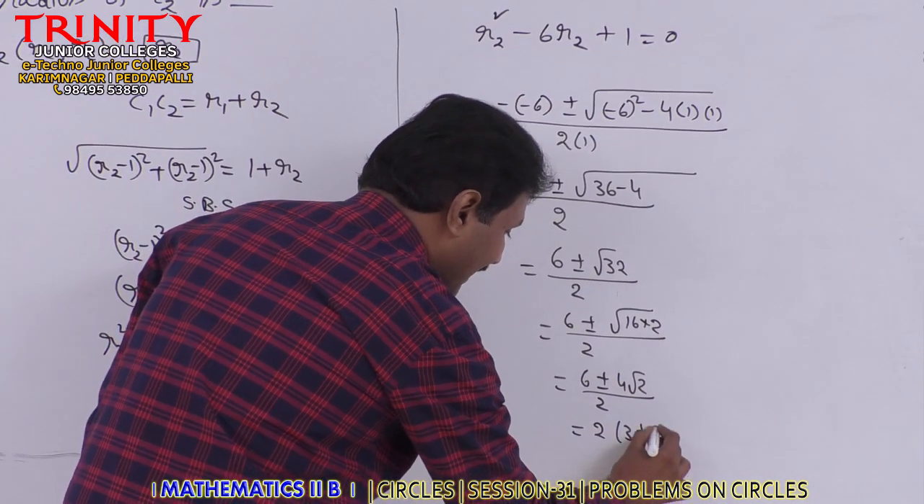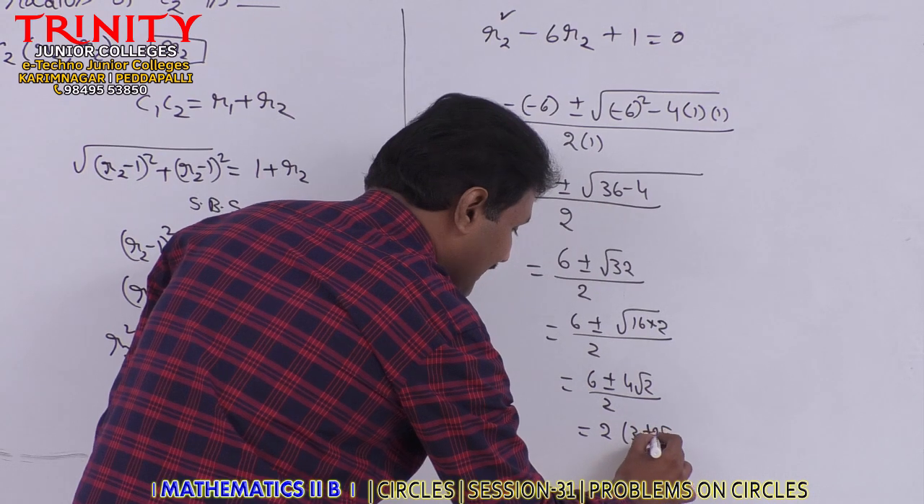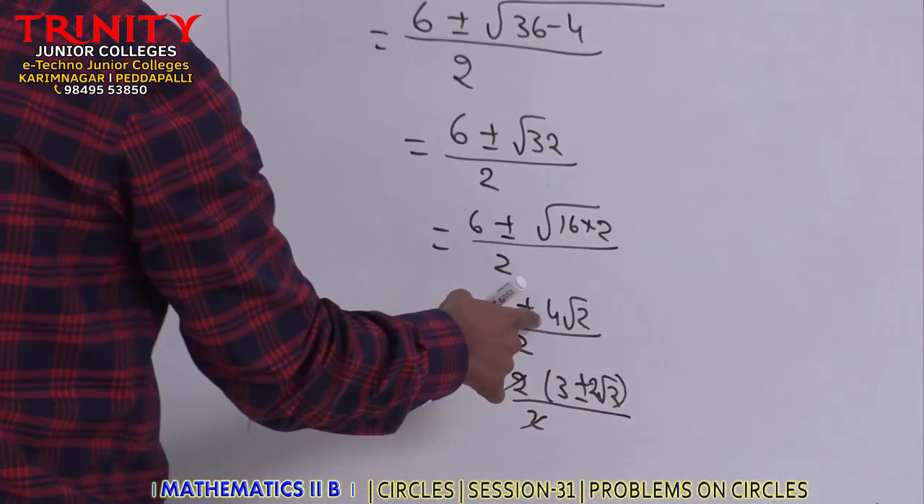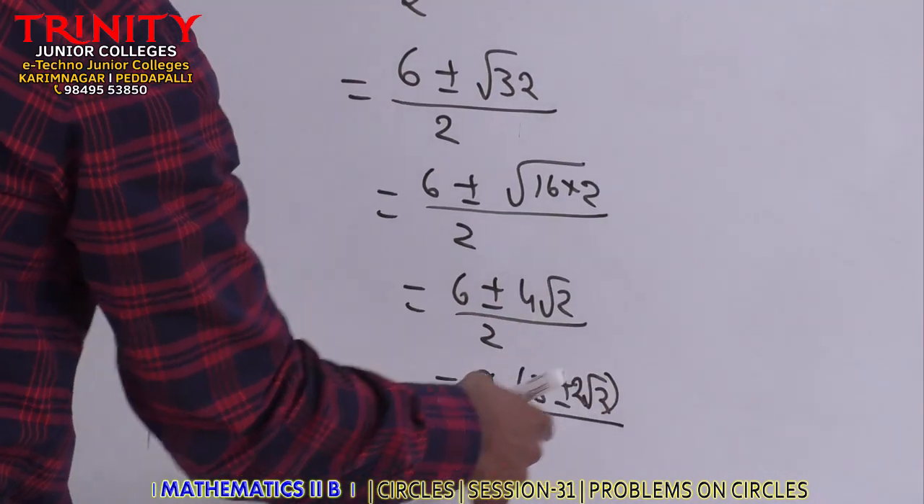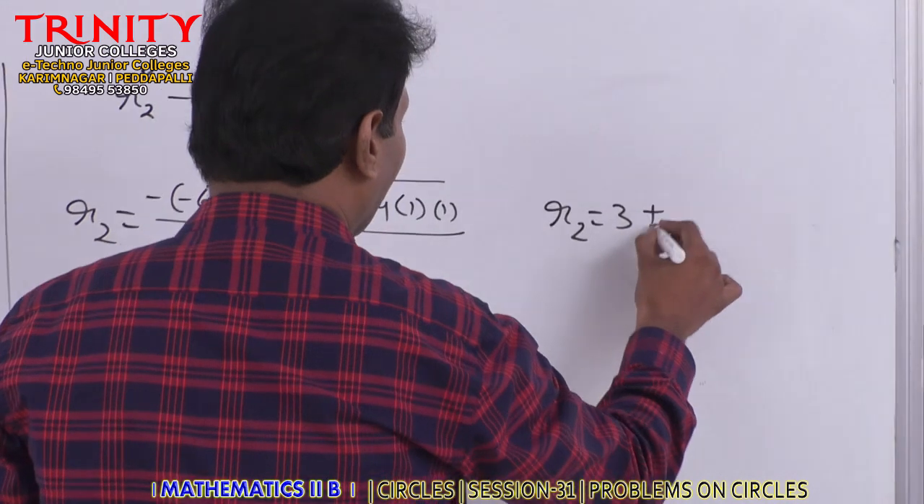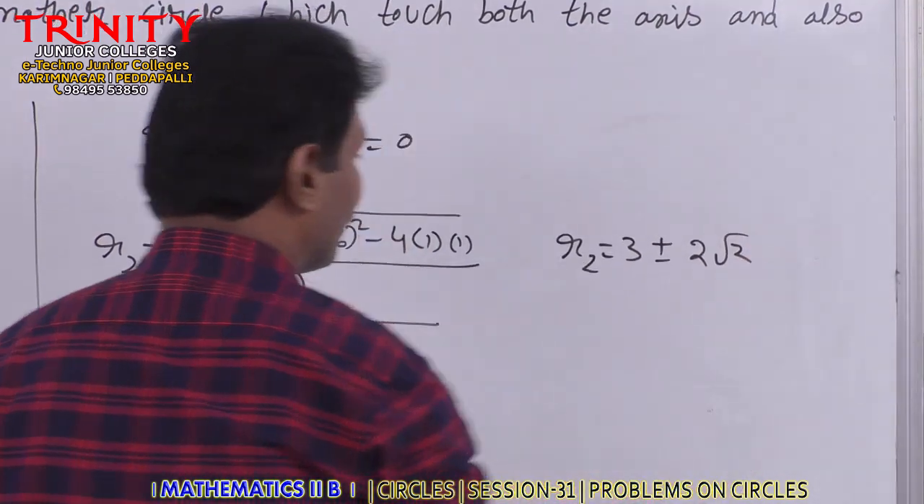That is 3 plus or minus 2 root 2 over 2, and the 2s cancel. Therefore the radius R2 equals 3 plus or minus 2 root 2.